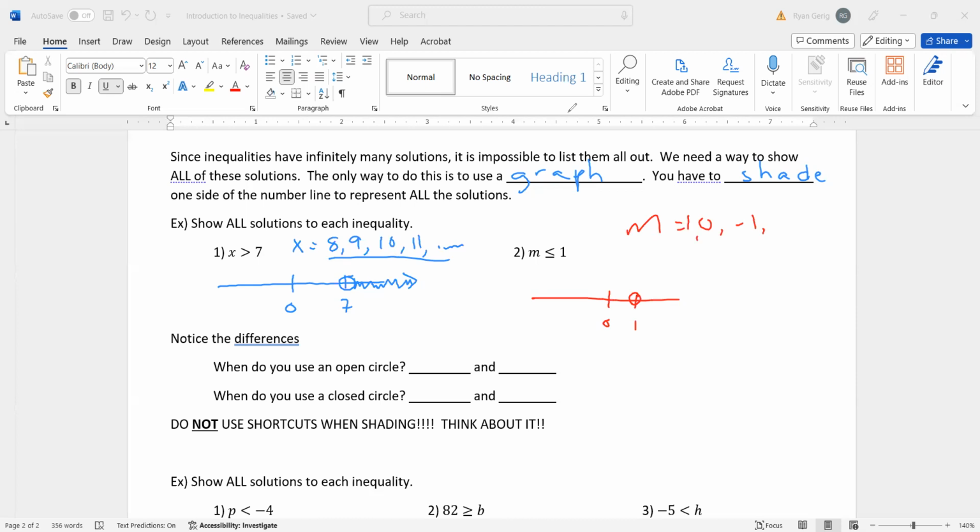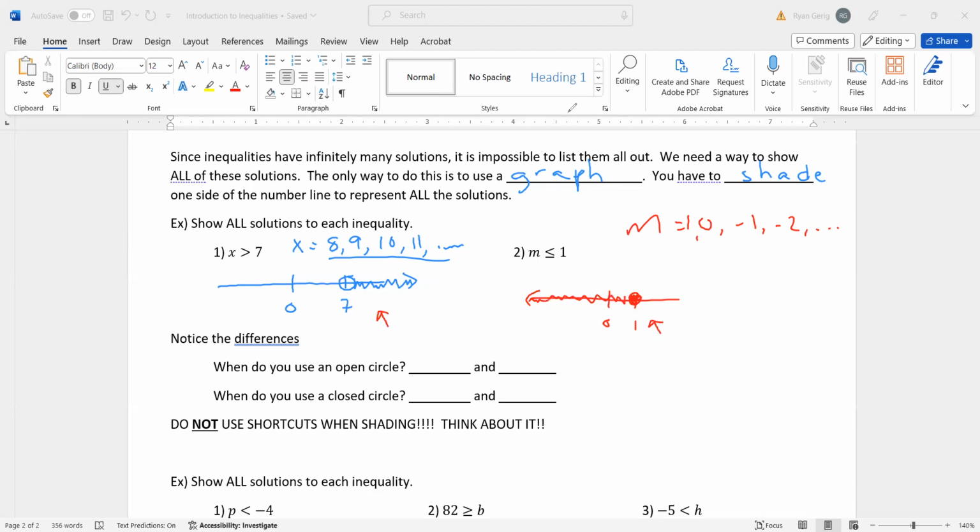So 1, 0, -1, -2. All those numbers are to the left of that circle, but I have to include 1. The way that we show that we include 1, whereas in the first example over here, we did not include the 7. In this one, we do include the 1. To show that, I'm going to color in that circle. Big point there. And then I'm going to shade all the numbers to the left this time. And that represents all the solutions to that inequality.